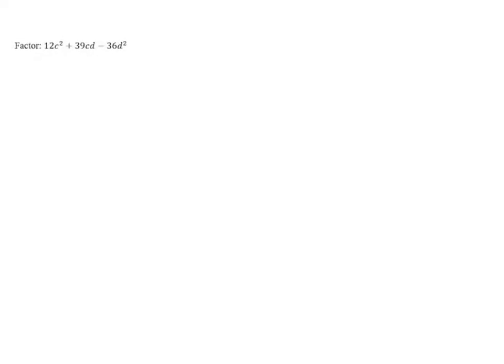Factor 12c squared plus 39cd minus 36d squared. Now, some people might be inclined to jump straight in with the AC method because they see this as a trinomial with a leading coefficient other than 1. But if we multiply a times c, 12 times negative 36 is negative 432. So we would be looking for two numbers that multiply to negative 432 and add up to 39, which is doable, but a little bit ridiculous. And there's a much easier way.